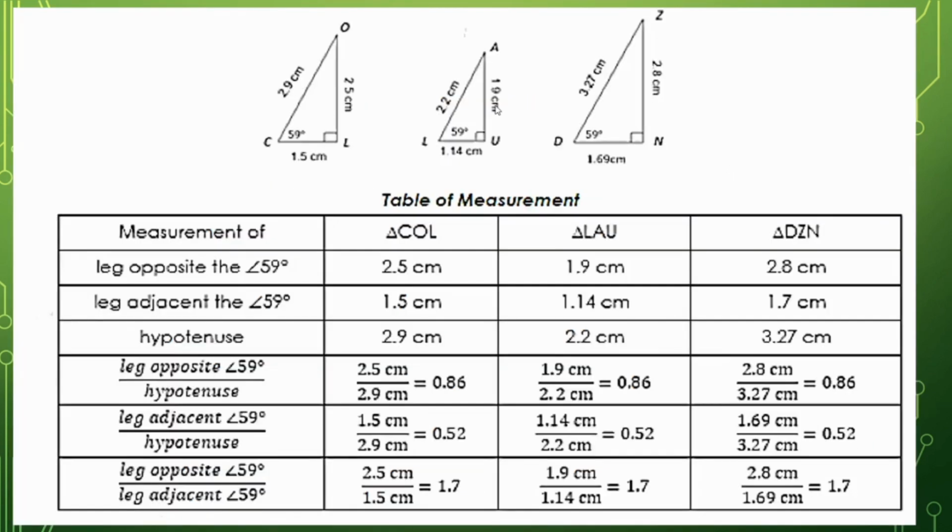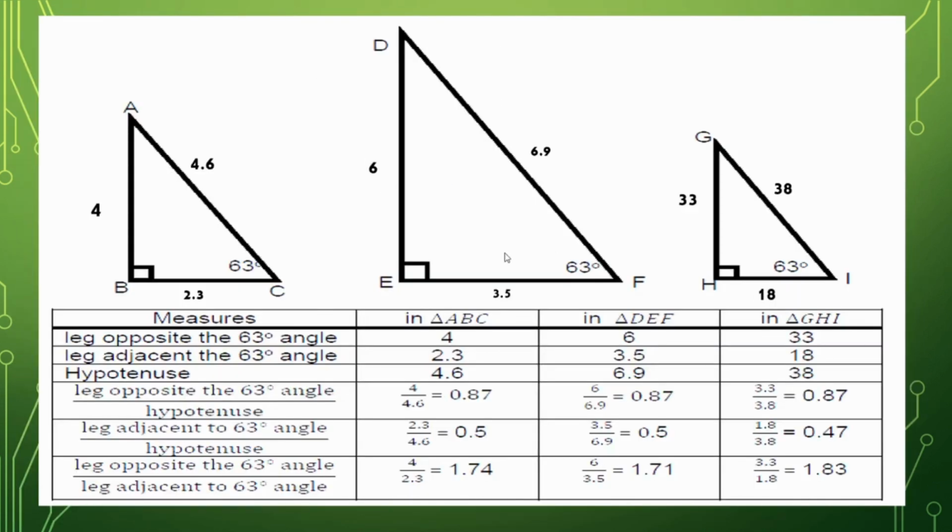So in here, we have three triangles. This is how you apply SOHCAHTOA. You just need to have the reference angle at the top, and below will be the table of measurements. There's another example: the reference angle triangles will be at the top, and the bottom will be the measures.